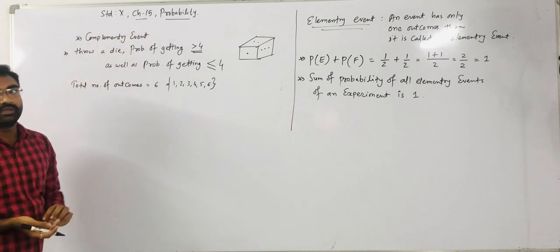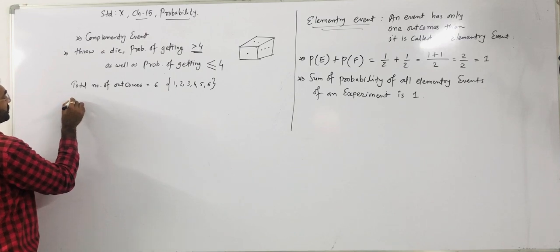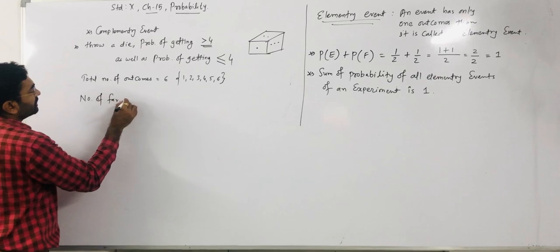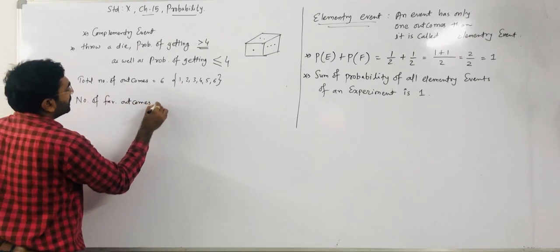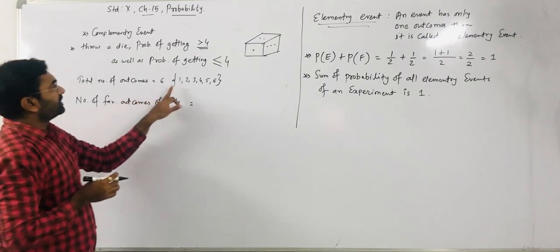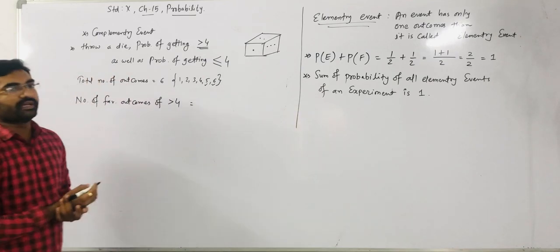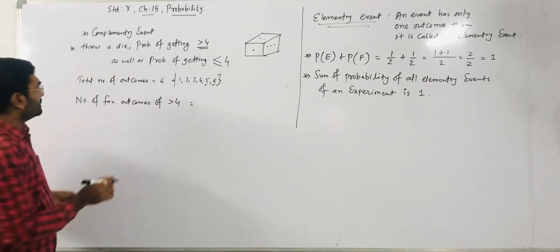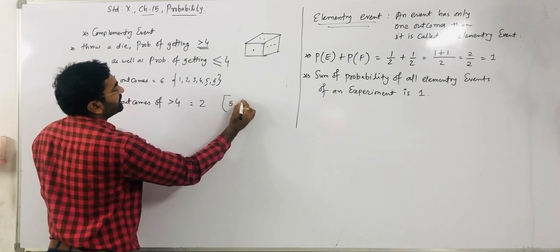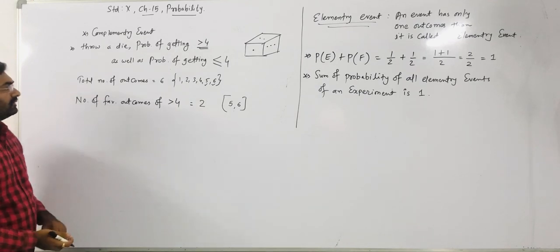So its favorable outcomes we have to write. So getting a greater than 4 event, probability we have to find out. So its favorable outcomes we have to define. So number of favorable outcomes of greater than 4. So tell me in that 6 spaces how many numbers we get greater than 4? These two outcomes we can say is a greater than 4 outcomes, right? So how many favorable outcomes we get? There are 2. Which favorable outcomes we get? 5 and 6. These two outcomes we can say is a greater than 4, right?